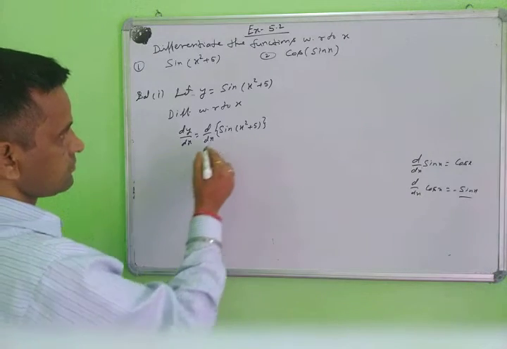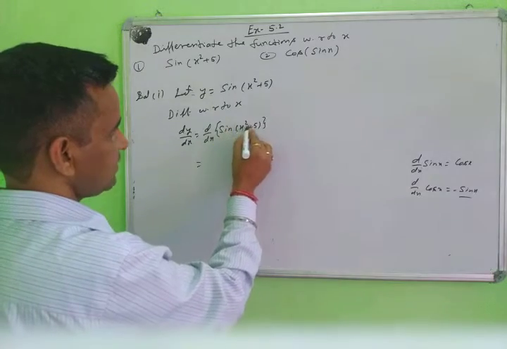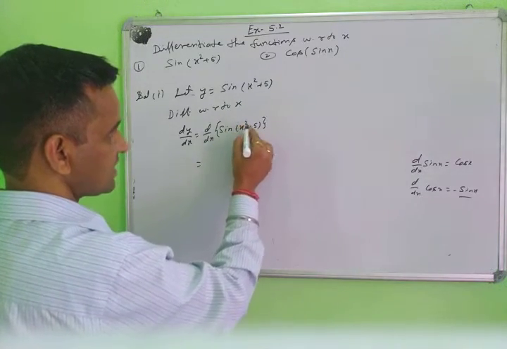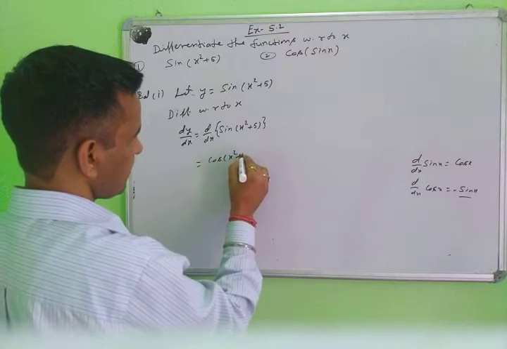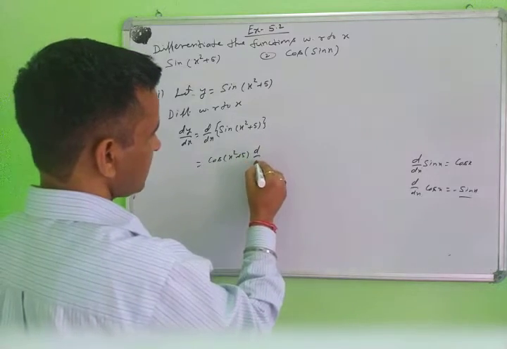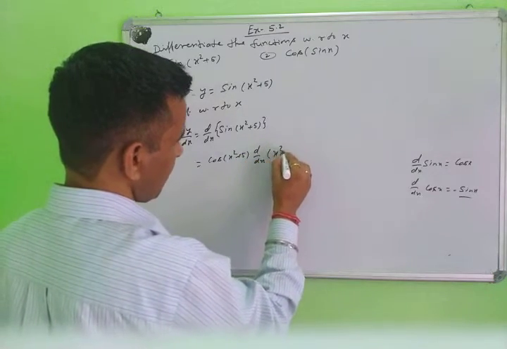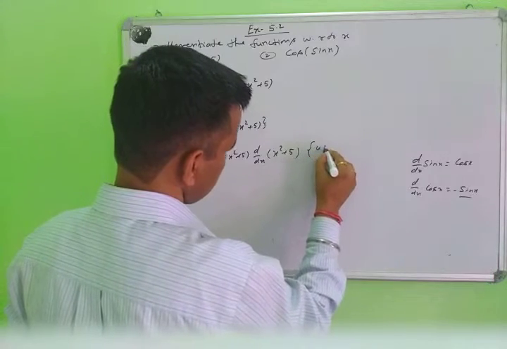Now, sin of theta, where theta is x square plus 5, its derivative will be cos(x square plus 5). Again using the chain rule here, d over dx of x square plus 5, using the chain rule.